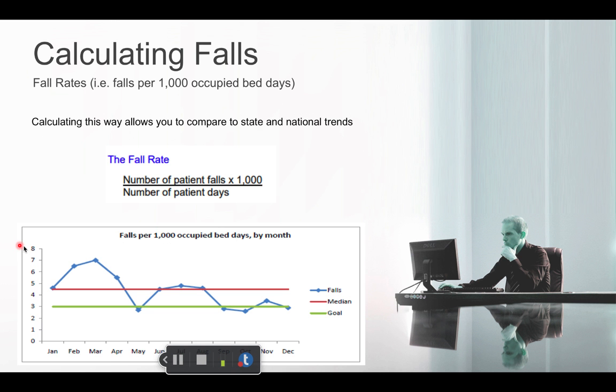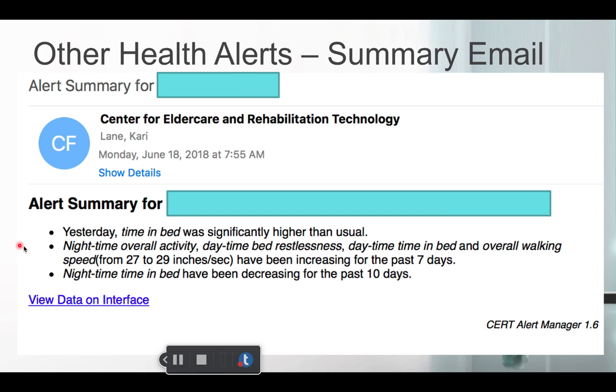This is a slide that just shows you how to calculate the fall rates. Many of you already know that. Calculating a rate, the number of falls times 1,000, and then divided by the number of patient days in a month time frame, for example, allows you to compare to the state and national trends. The current trend in Missouri is 4.2%, and then nationally 3.2%. And then you can just show where your site is at, and if you're making an improvement or not.